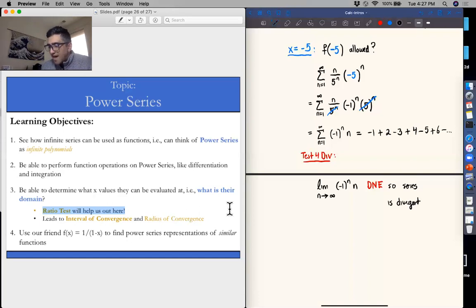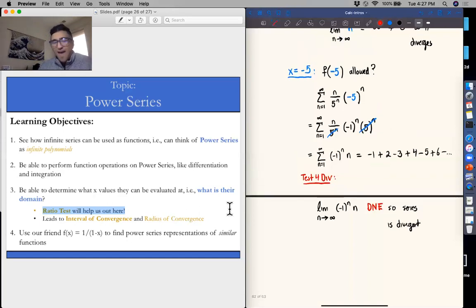Right, so what does that mean? Again, we're testing if x equals -5 is a point we're allowed to put into our series. And in this case, it is not allowed. So -5 is not in the domain.